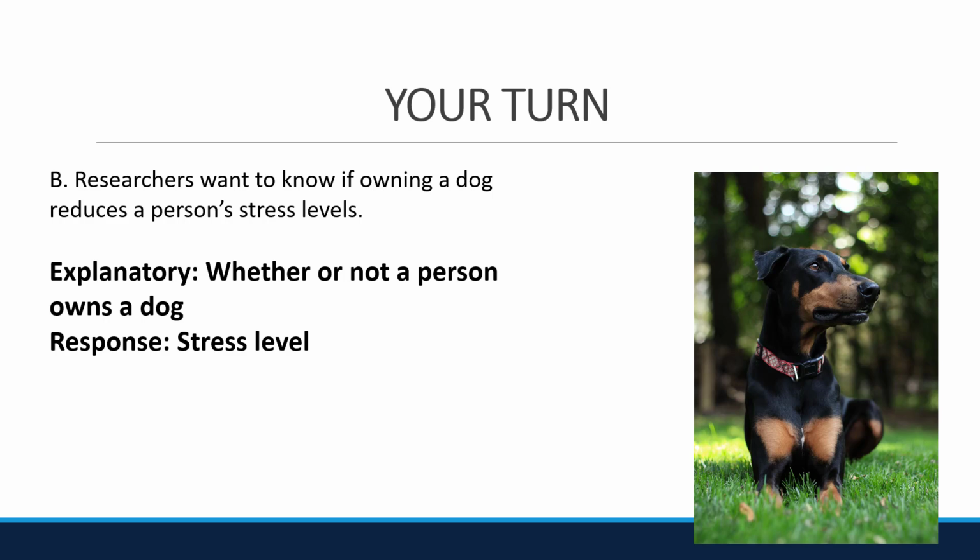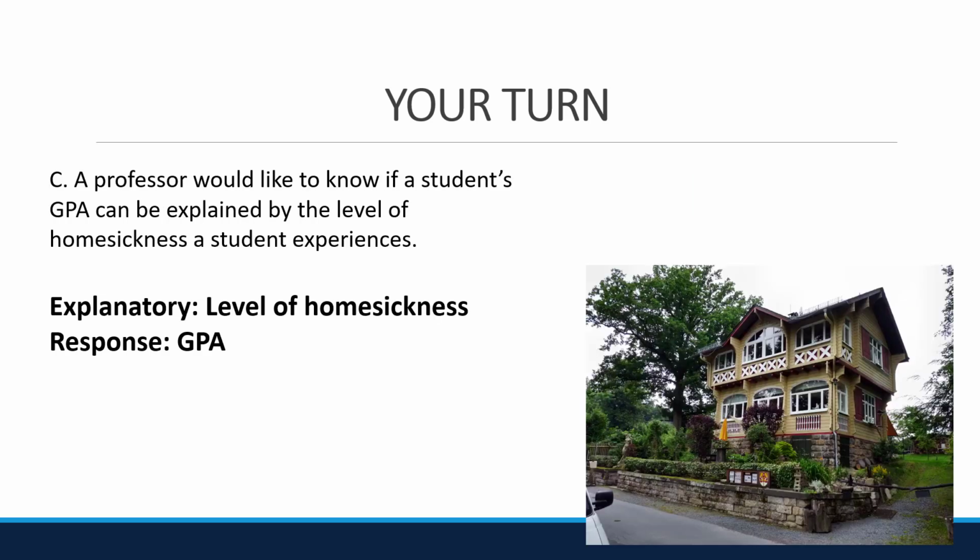Researchers want to know if owning a dog reduces a person's stress level. In this case, the explanatory would be whether or not a person owns a dog, and the response would be the stress level. A professor would like to know if a student's GPA can be explained by the level of homesickness a student experiences. Here, the explanatory would be the level of homesickness, and the response would be GPA.